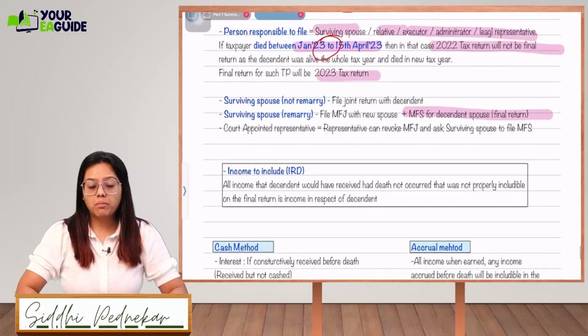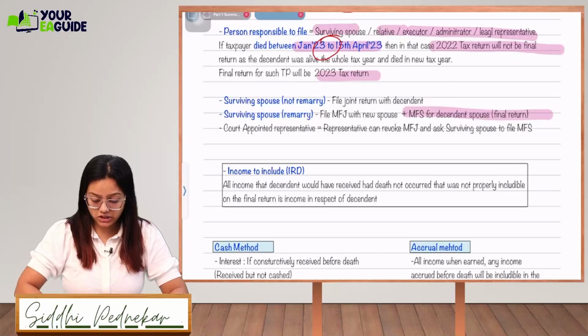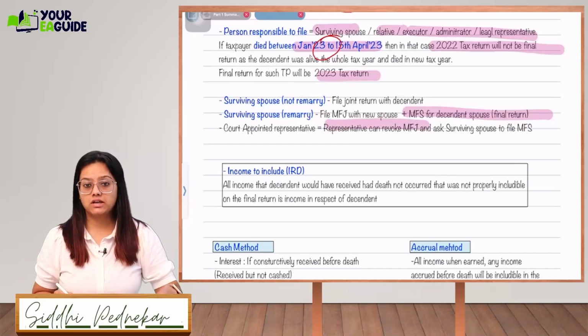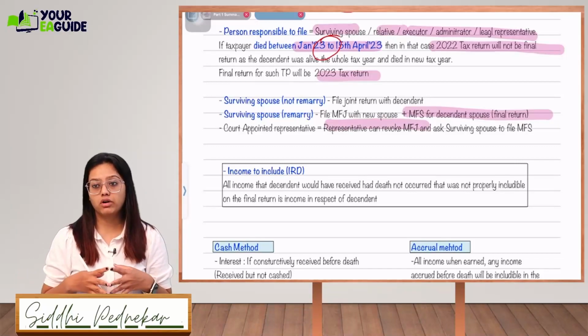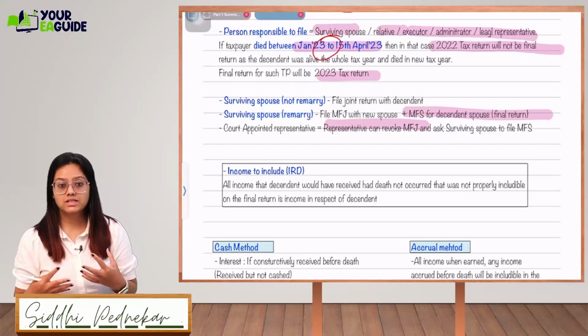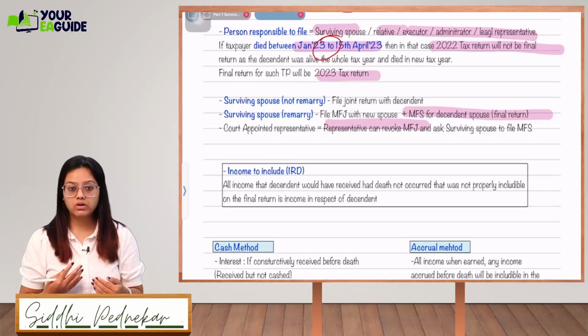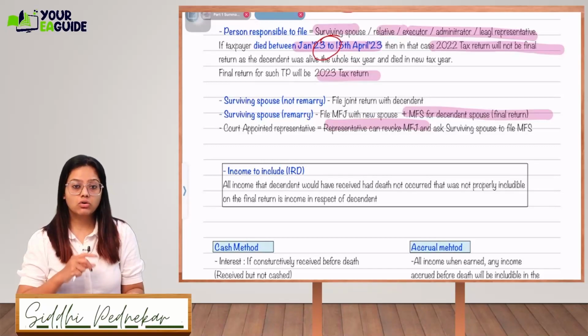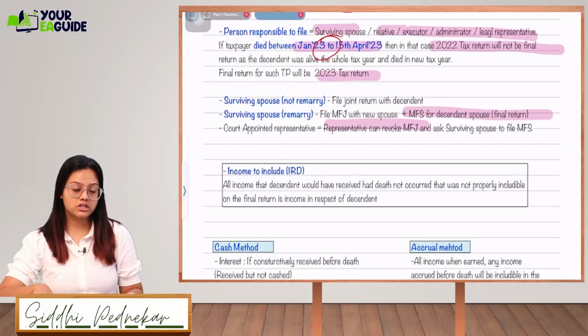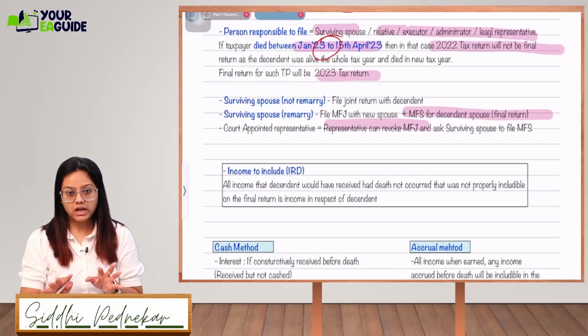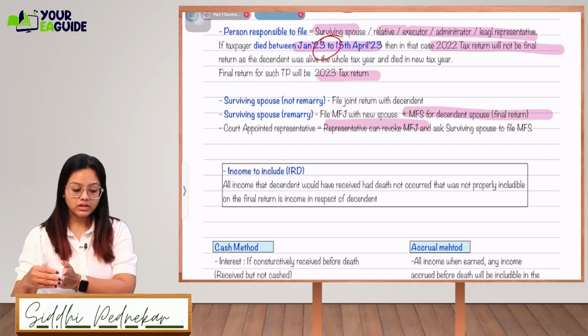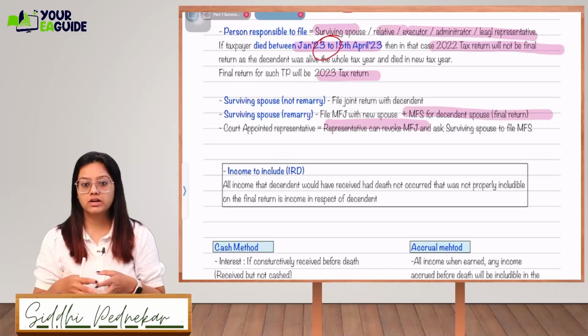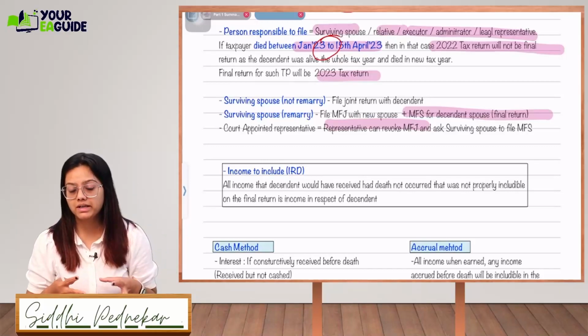Okay, a court appointed representative. The representative can revoke the MFJ status. If there are a lot of assets and some taxes, liabilities, and everything has been accruing on that particular taxpayer, and now is dying, the court may appoint a representative. That representative may ask the spouse to file a separate return, even though she didn't remarry with someone else. The court representative will advise to file a separate return because of some tax liabilities and all those things.